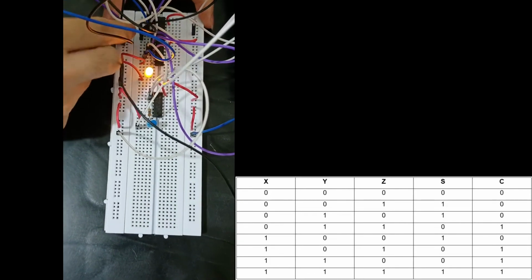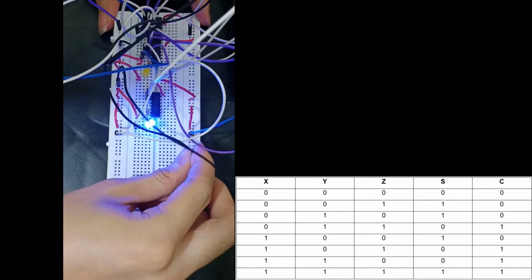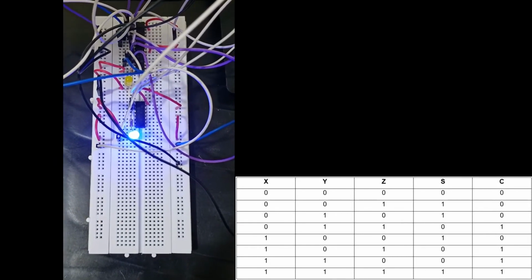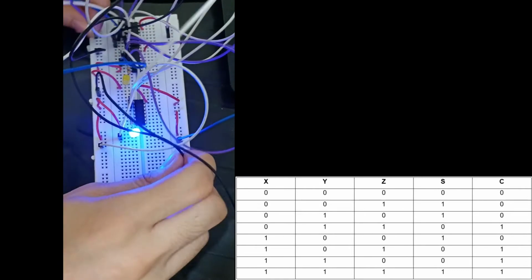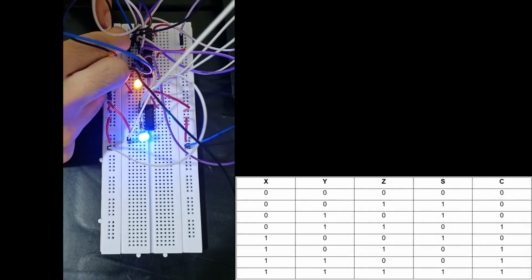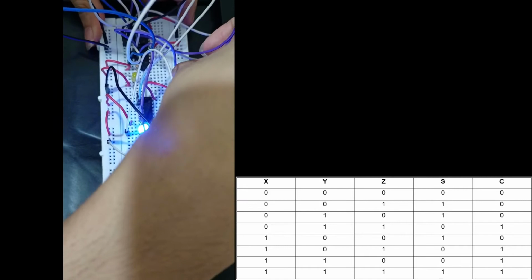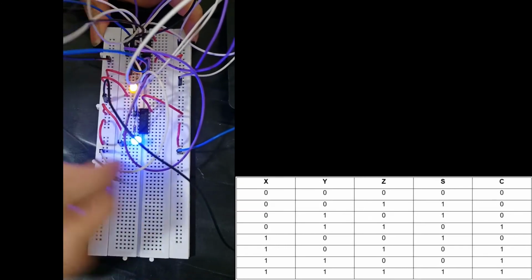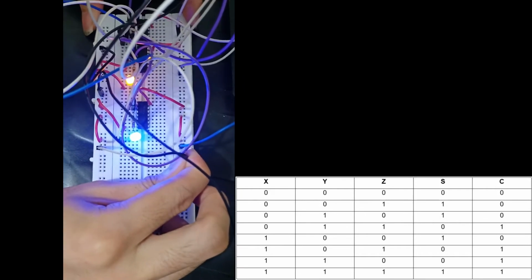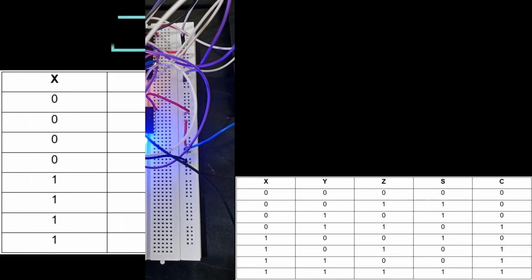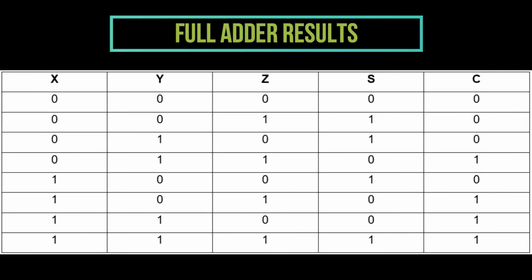If inputs are 1, 0, and 1, the output will be 0 and 1. If inputs X and Y are 1 and Z is 0, the output is 0 and 1. If all of the inputs are 1, both outputs are on. And here are the results.